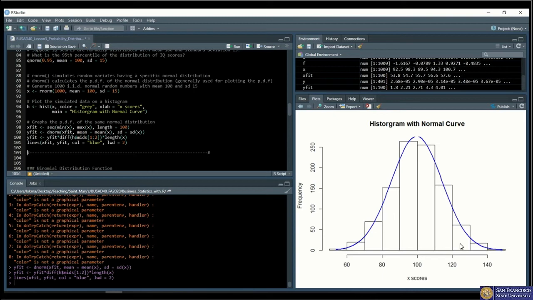So you can see how we can use the D norm function and the R norm function to do visualizations for the distribution. But again, that's not our main focus in this class. I'm just going to show you a few examples here, and we just wave a hand at it.